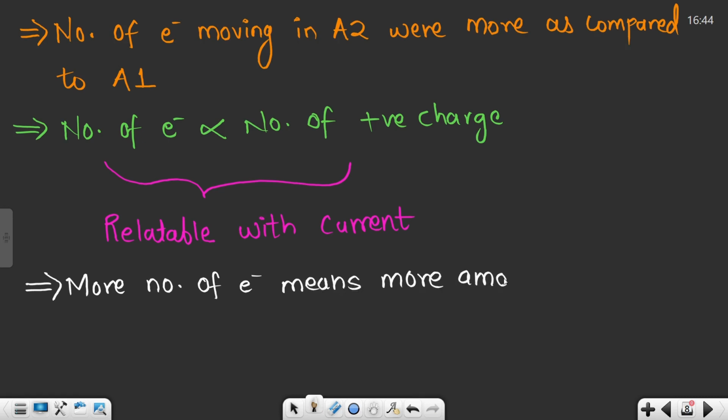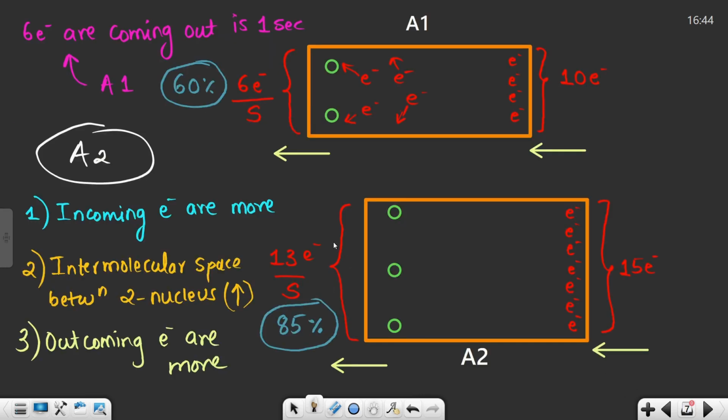More amount of current, right? So therefore, as area increases, what we concluded is that as my area is increasing, the number of electrons that are coming out is also increasing. That means the current increases when we increase the area, right? I hope you are able to relate all of those things which we studied just now.